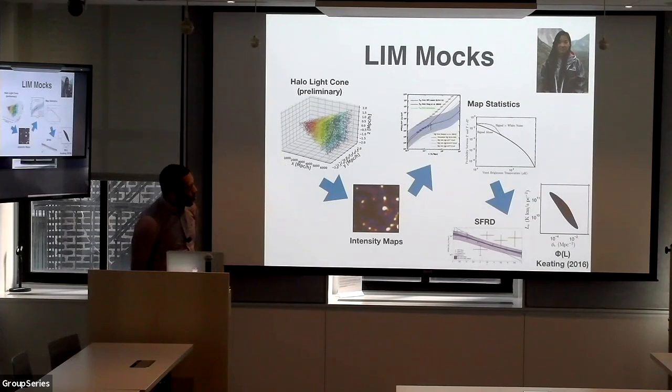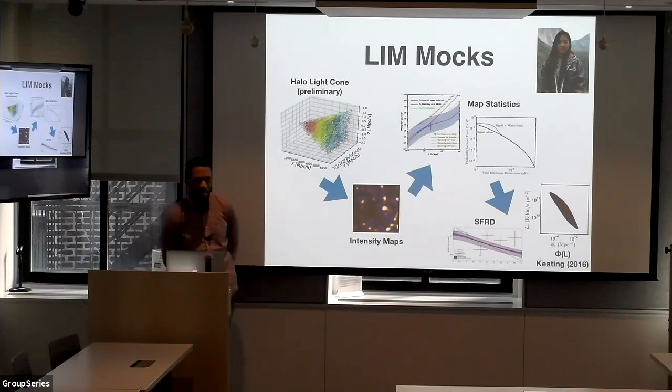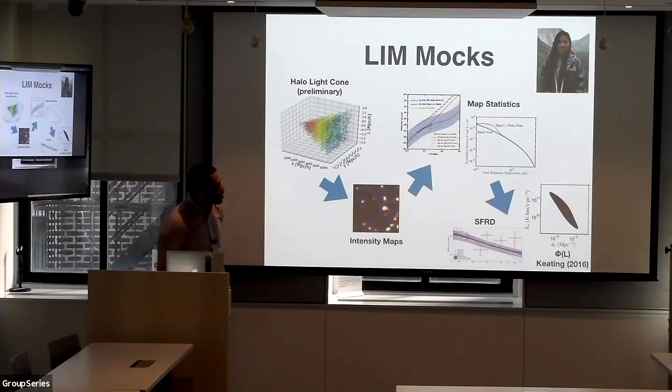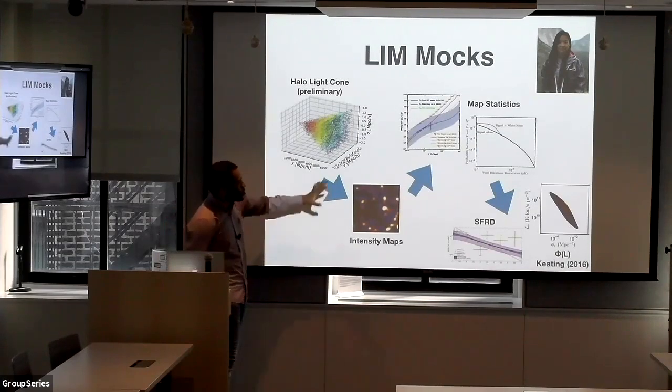Right now it's running in the pipeline on CCA computers. She's running the semi-analytic model on all these halos. The 2 square degree light cone has about 70 million halos. So she's running the halos in order to make the intensity mapping mocks, and this is what the goal is.